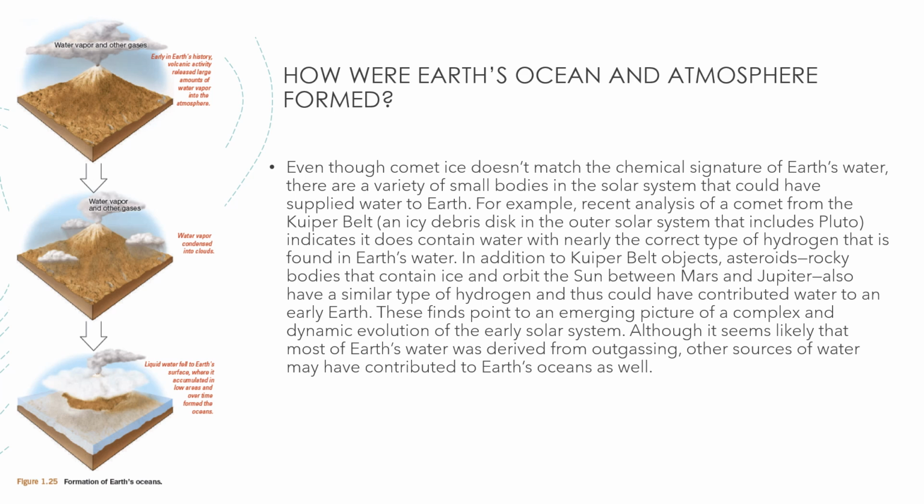These findings point to an emerging picture of a complex and dynamic evolution of Earth's solar system. Although it seems that most of Earth's water was derived from outgassing, other sources may have contributed to Earth's oceans as well, which include meteorites and comets.